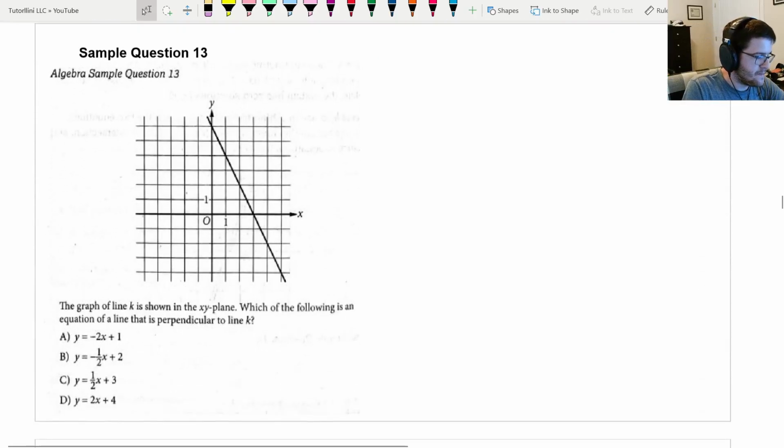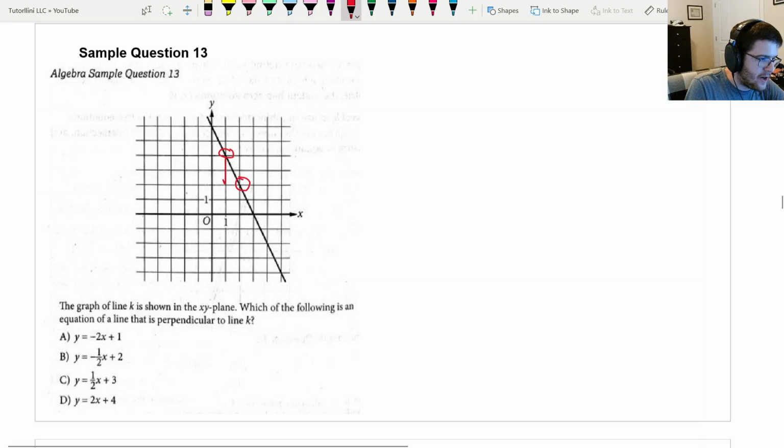I go over that in the video. Okay, perpendicular. Okay, so we want to find the slope. So why don't I just pick two points that go through a grid marker? Pay very close attention to how much a grid marker is worth. It seems that each one is worth 1, so I don't need to worry about that.